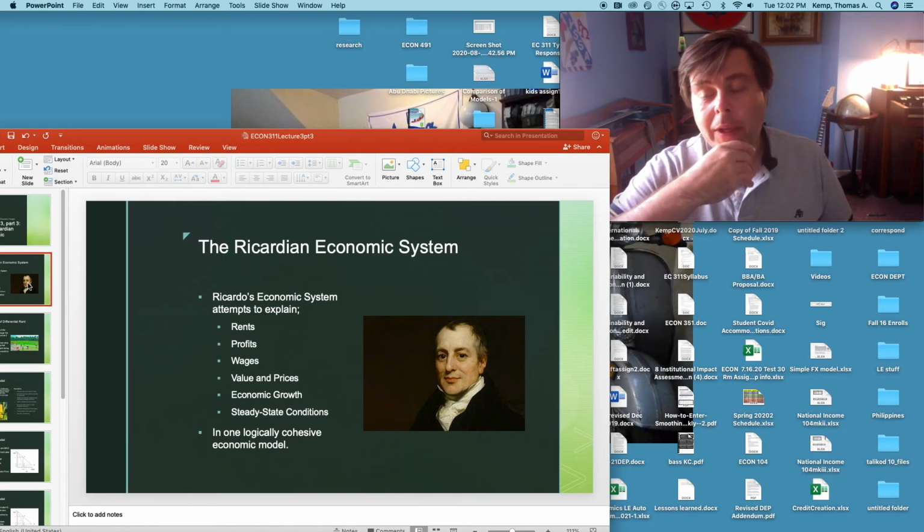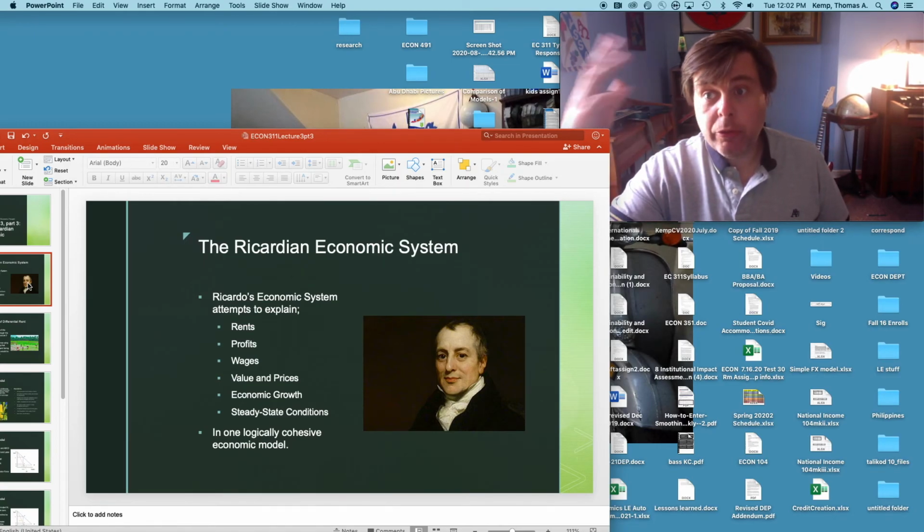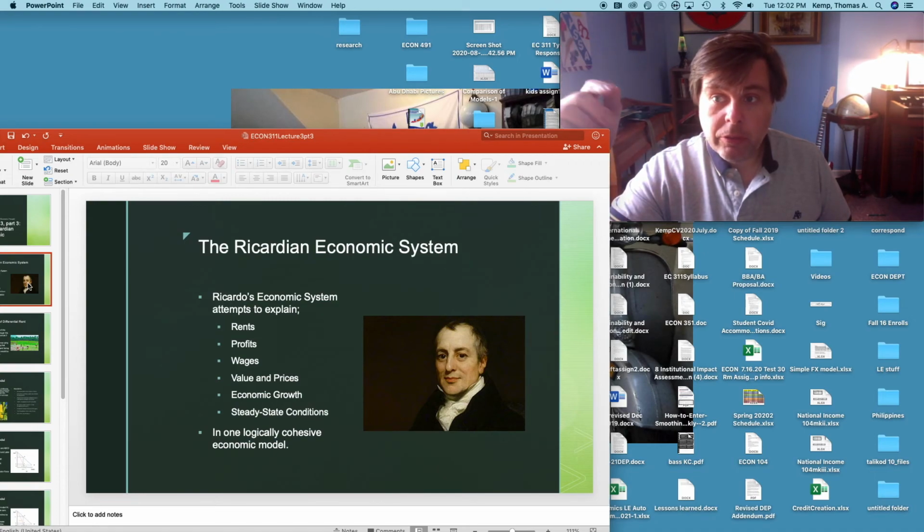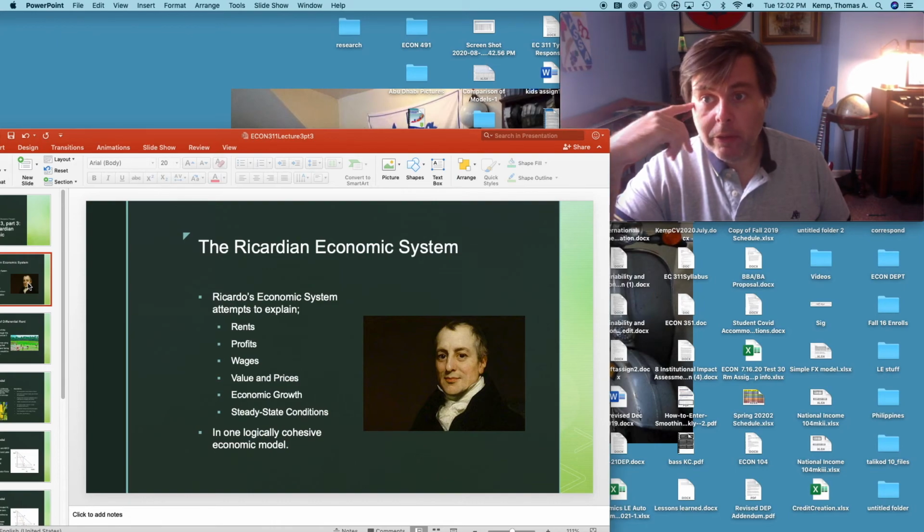So, as I mentioned, Ricardo's system attempts to explain the following items: rents, profits, wages, value and price, although value and price we'll get to a little bit. We're not going to try to get at that in this one. We'll try to get at that in the next presentation. But economic growth, and then also steady state conditions.